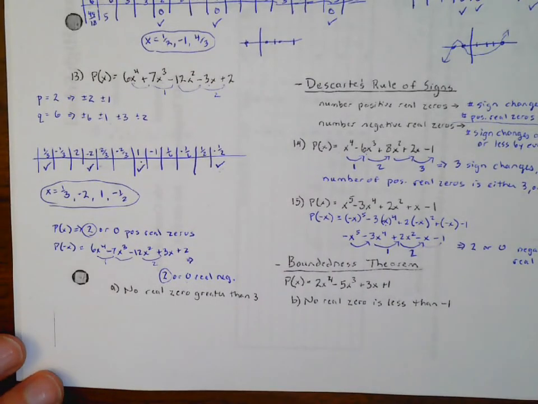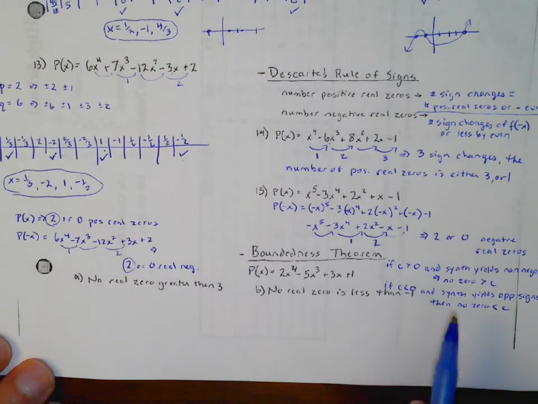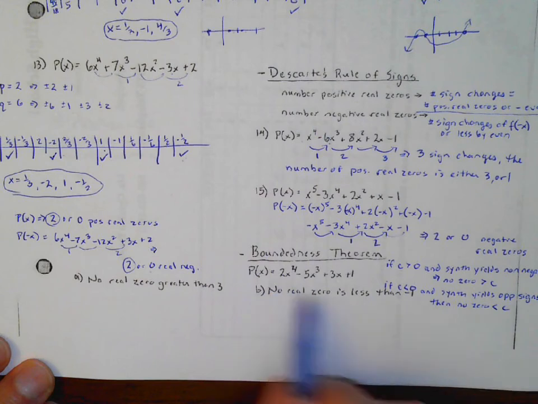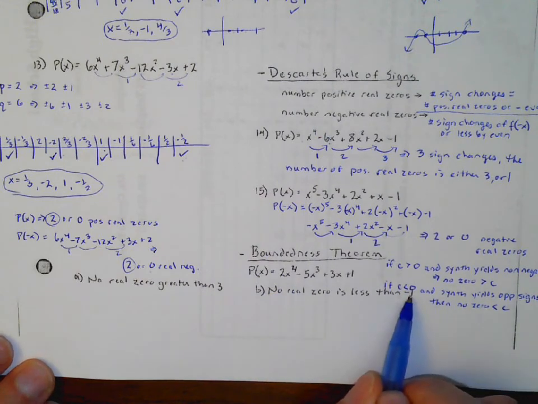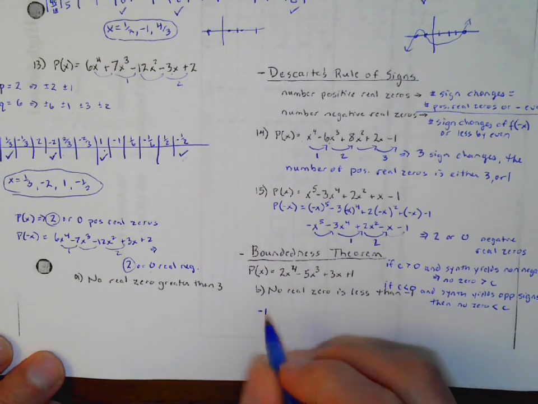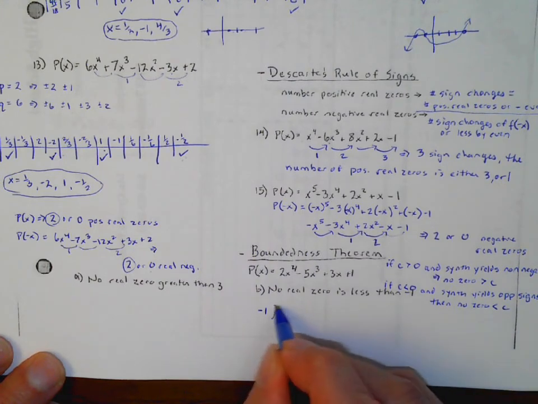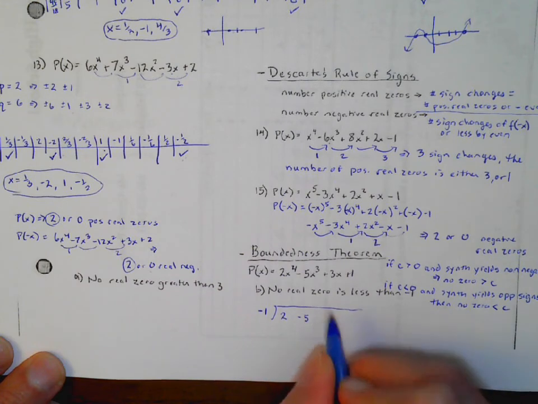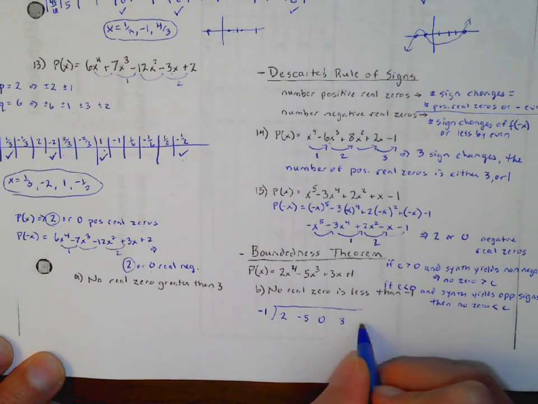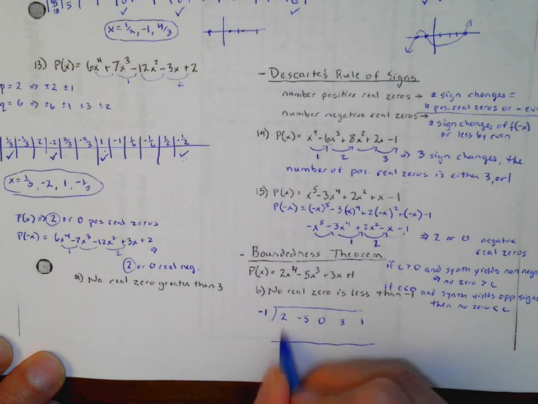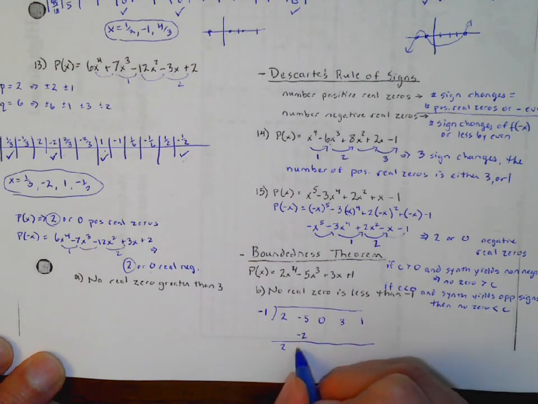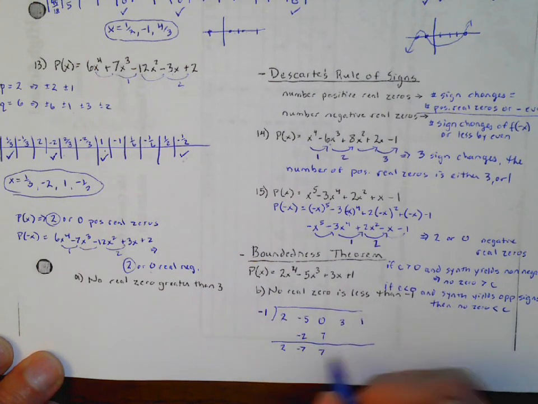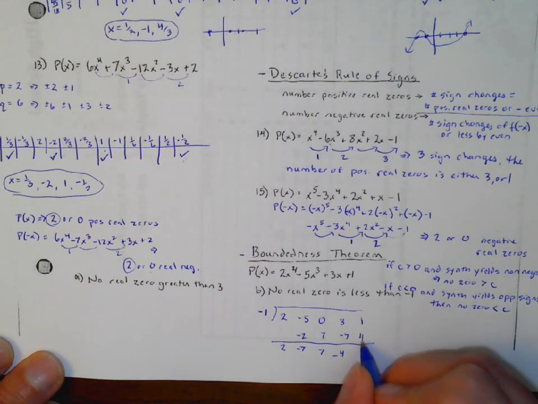Okay, last theorem here is the boundedness theorem. The boundedness theorem says if our c, so this is kind of like our c is negative 1 here. So if I divide this out, if I have negative 1 here, and I divide this out, 2x to the fourth, negative 5x to the third, 0x squared, 3x plus 1. Okay, so if I divide this out, remember synthetic division, negative 2 be negative 7, be 7, and that would be 4, negative 4, and 4 gives you 5, okay?